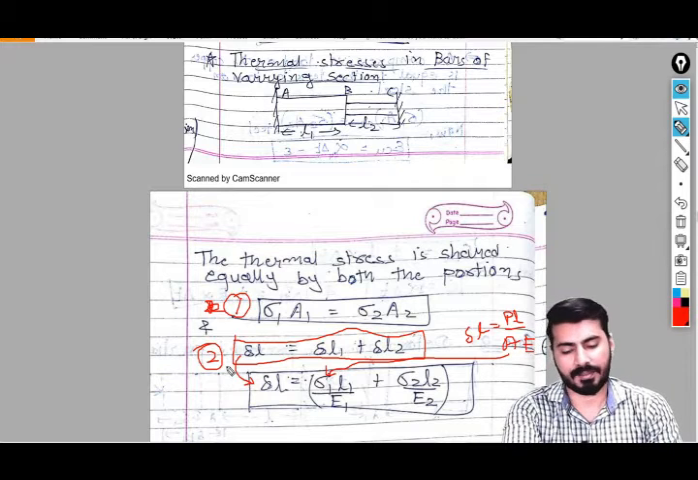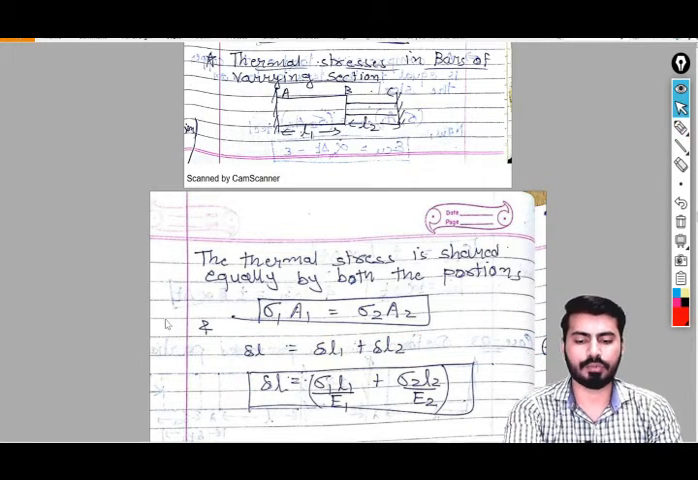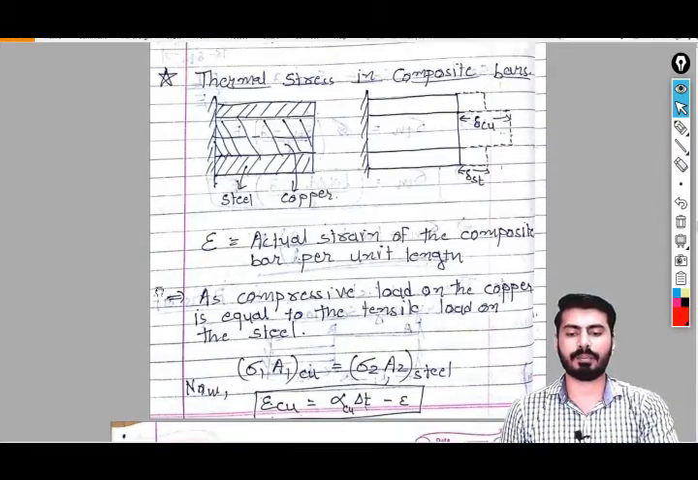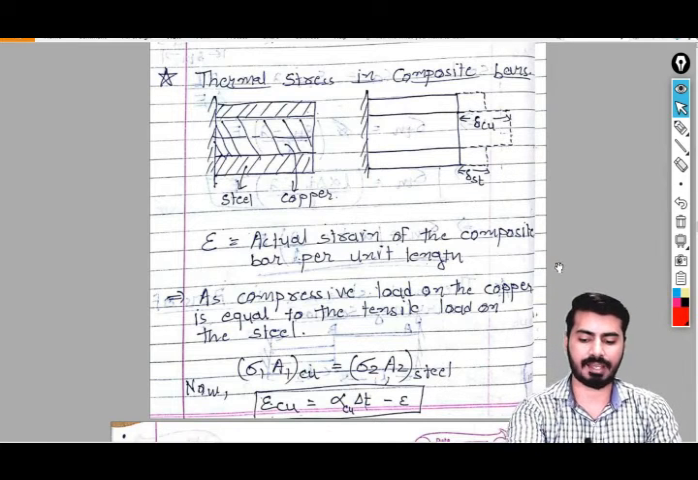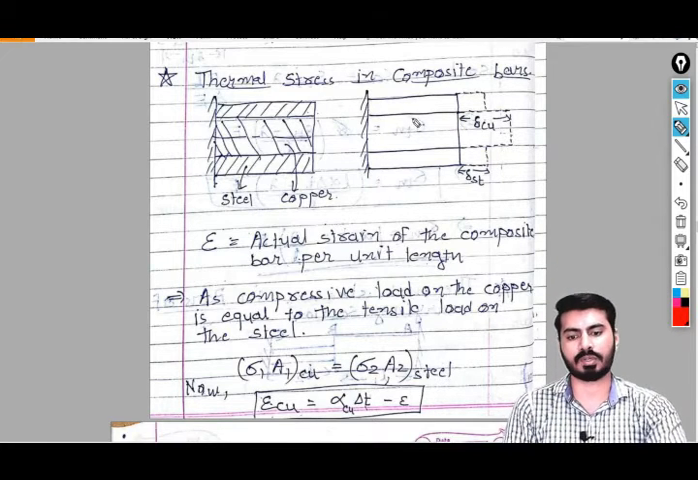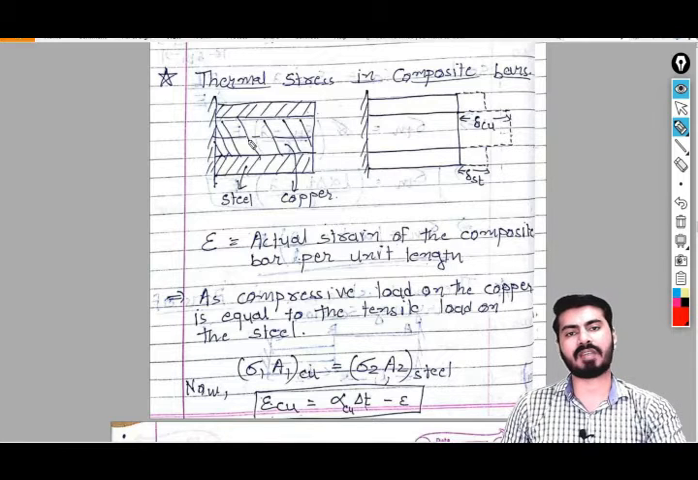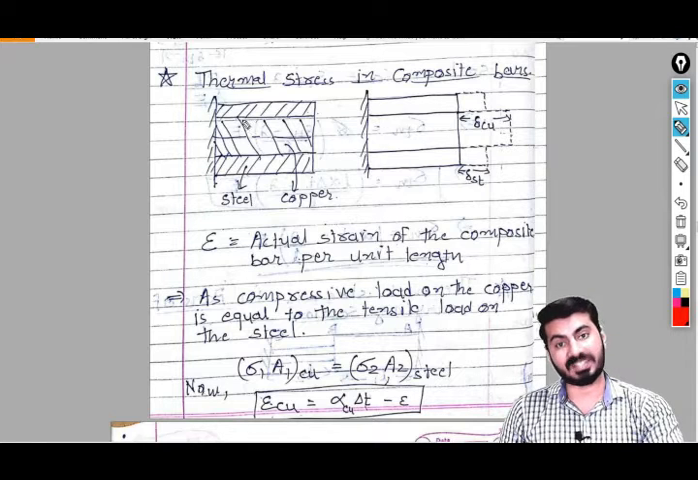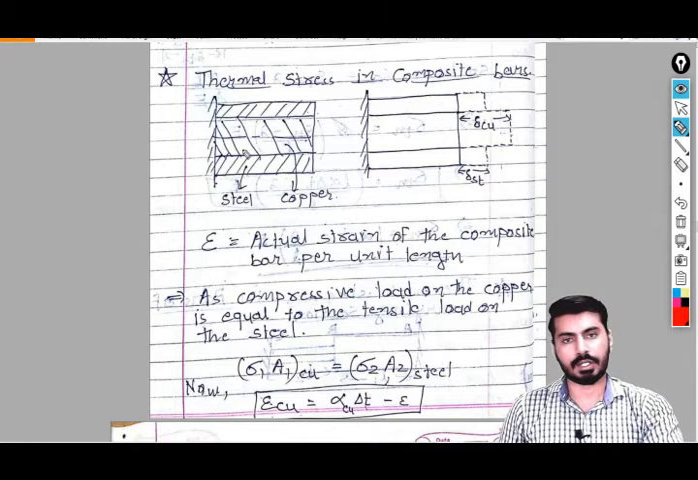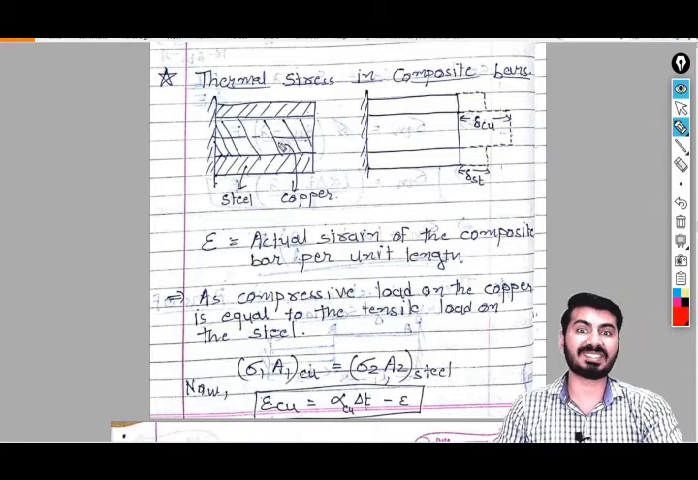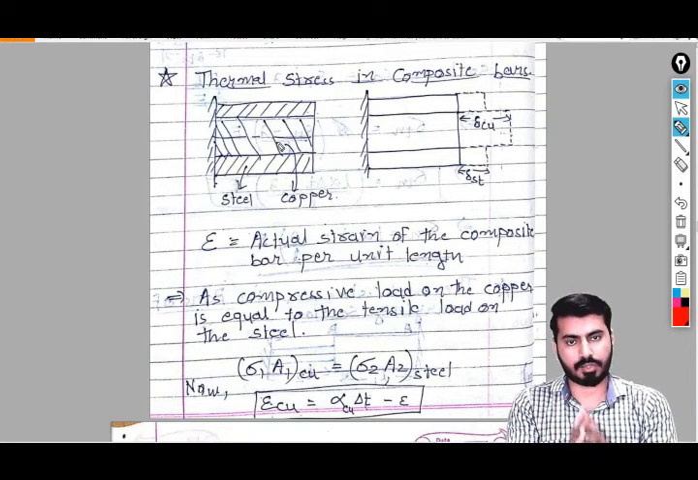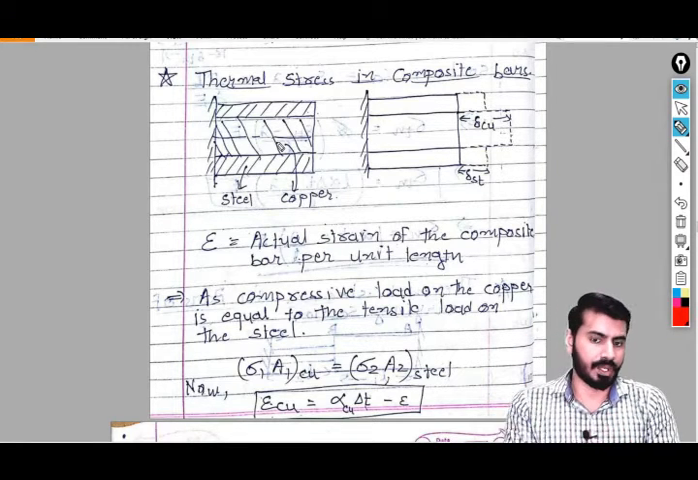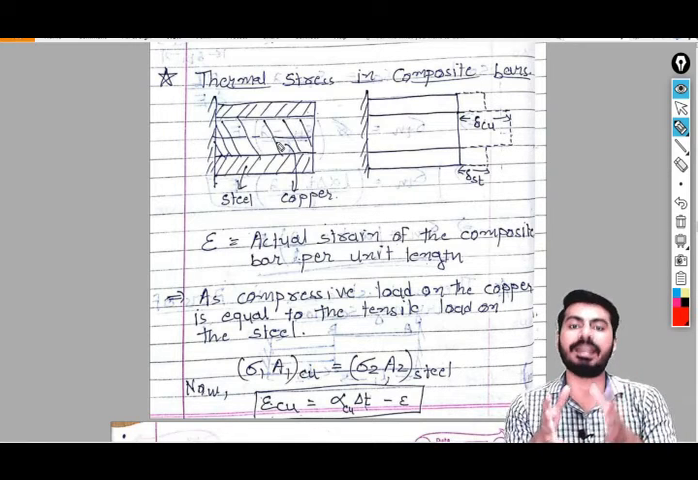Similarly, what we are going to do next is the calculation of the thermal stress in the composite bar. We all know this because we have seen examples based on the composite bar in the previous notes. A composite bar is a bar made up of two different materials, and both materials are connected to each other rigidly, so they cannot move separately. They must move together. If there is a change in dimension, the change in dimension for both materials will be the same. That is the basic idea of the composite bar.